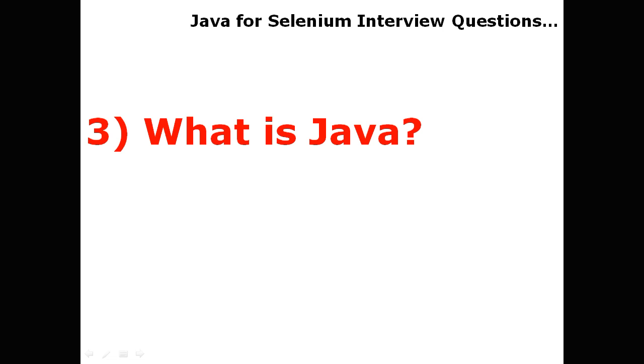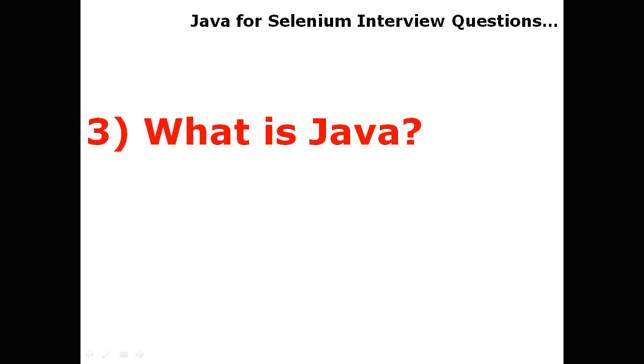The primary thing: Java is a programming language. Next point, Java was developed by Sun Microsystems in 1995. Now it is a subsidiary of Oracle Corporation. Next, Java is an object-oriented programming language. In Java, everything is an object except primitive data types. Next, Java can be easily extended since it is based on the object model.